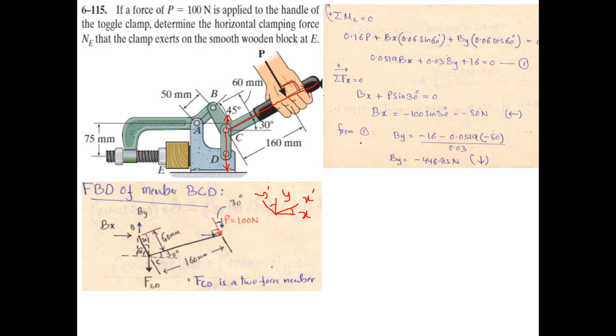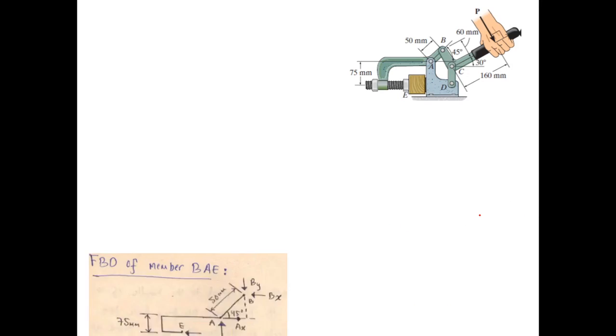So let it be like that, and then you substitute Bx in equation number 1 here to get By, which comes out to be minus 446.83 Newton. Again with a negative sign, this means that our initial assumption of By is incorrect. It is not acting upward, instead it is acting downward. So now we have the values of Bx and By.